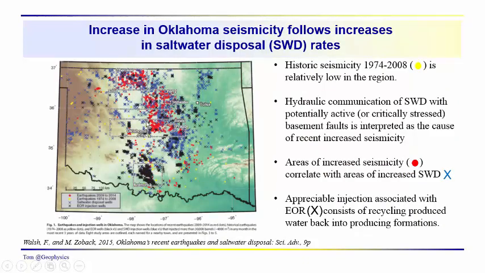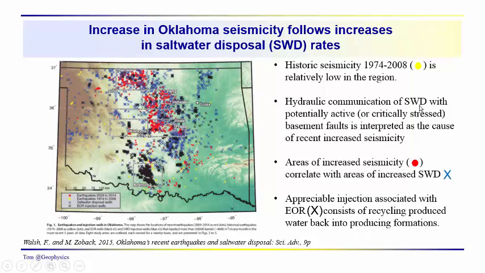Now this is a pretty busy map. This comes from Walsh and Zoback's 2015 paper, Oklahoma's recent earthquakes and saltwater disposal. Let's just pause for a minute and explain what we're seeing here. The historic seismicity, which we pointed out on the previous diagram, these yellow dots in the background, are probably overshadowed. I'm sure there are some in this region, but very scattered throughout the state. So it's historically been a region of fairly low levels of seismicity.